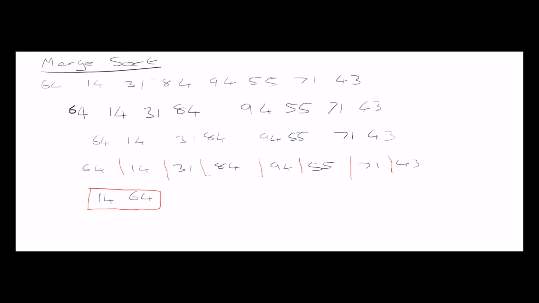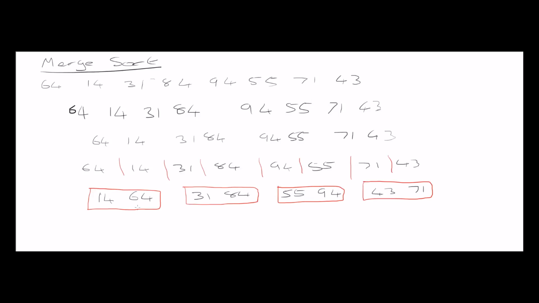And then I compare 84 to 31. They're already in order. So I could just write 31, 84 like that. That's my second list with 2 numbers in it. And then I compare 94 to 55. Well, we swap those round because they're not in order. Then I compare 71 to 43, and we swap those round. So now we have effectively got 4 sorted sublists here.